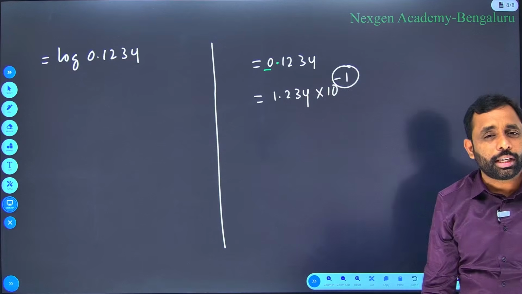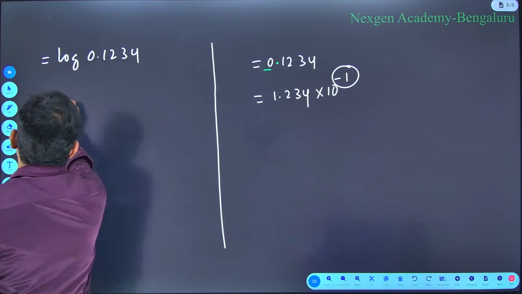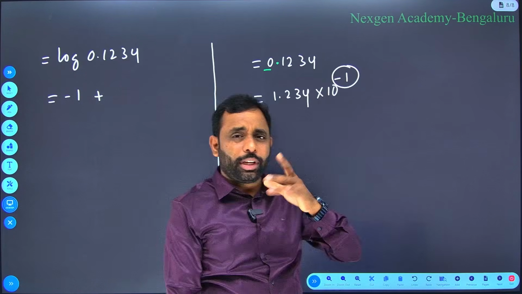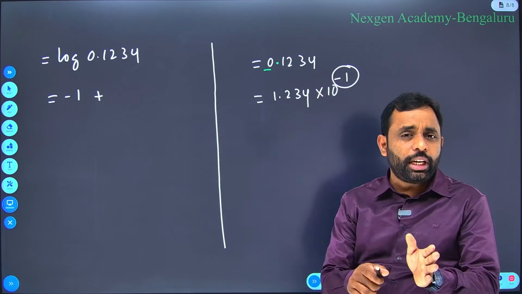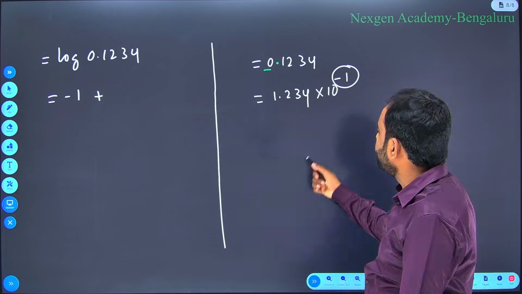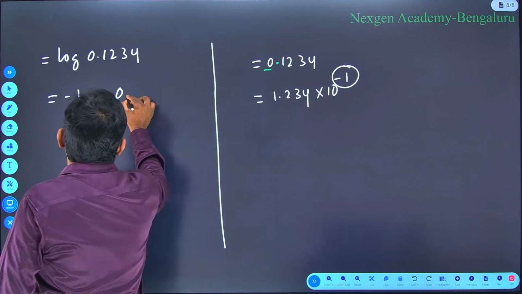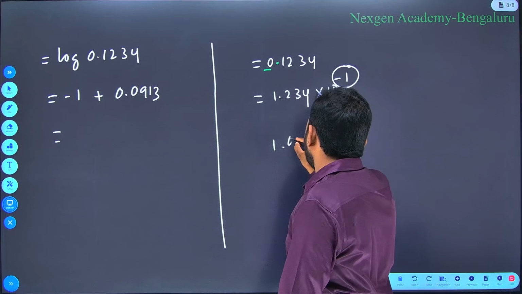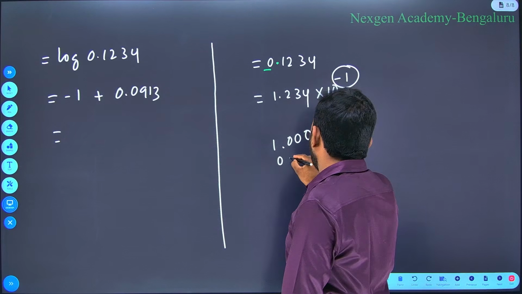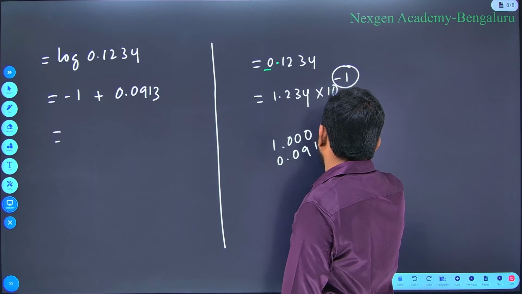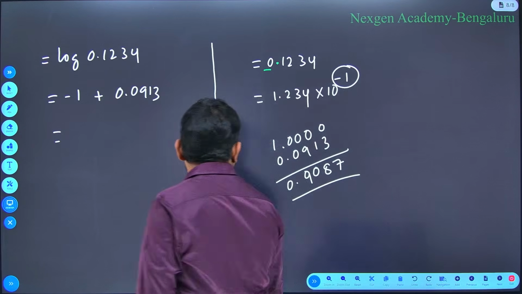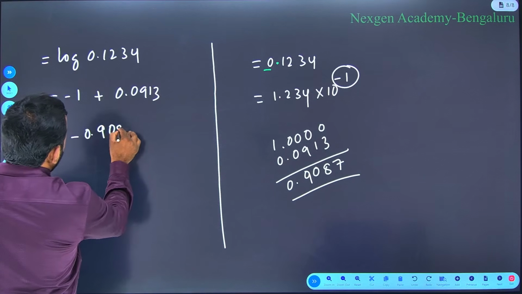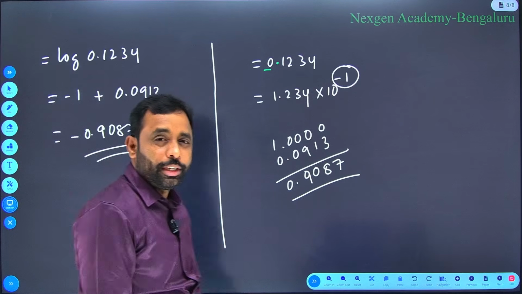This -1 is what? Characteristic. And Mantissa as usual, 1234 only we have to take. Forget about the decimal point position. 12 under 3, and the mean difference 4, what will we get? 0.0913 we will get. So you subtract it: 1 minus 0.0913. Clear, right? 0.9087. Minus 0.9087, verify it. Clear, right?